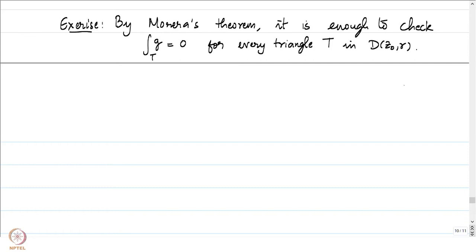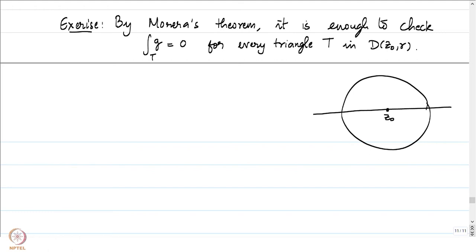Okay, so let us now draw a picture to capture what we are trying to prove. Suppose this is the point z0, and suppose we have the disk of radius r around it. So, D(z0, r) is being captured here. And suppose we have a triangle. Suppose the triangle is like this. The first thing to note would be that we can split the triangle into two polygons. One which is being captured in red, and the other which is being captured in green.